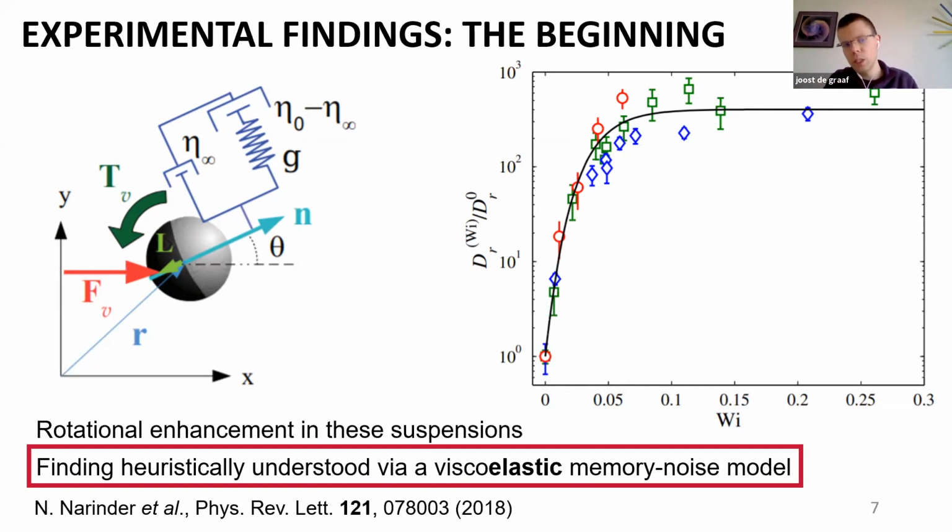But because the medium is now viscoelastic rather than Newtonian, there's a memory of what direction the particle was pointing in originally, and that memory contributes a torque, which would be absent in the case of a Newtonian fluid. And so that is what then generates this rapid reorientation. But this is a very heuristic model.